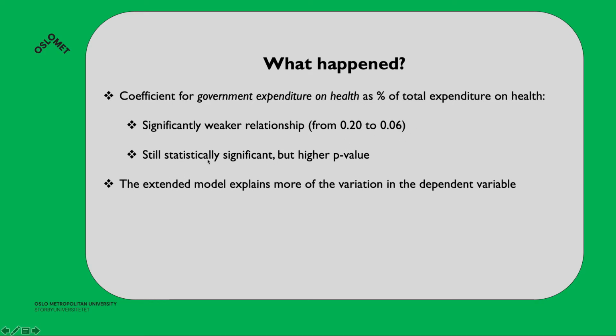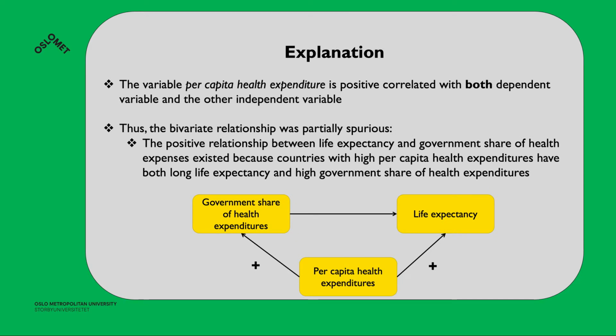So it's still statistically significant, but it has a higher p-value, and the model explains more of the variation in the dependent variable. And the explanation is really that the variable per capita health expenditures is positively correlated with both the dependent variable and the other independent variable. So per capita health expenditures is positively correlated with life expectancy and with the government's share of health expenditures. So if we don't control for this, we overestimate the effect of the government's share of health expenditure on life expectancy.